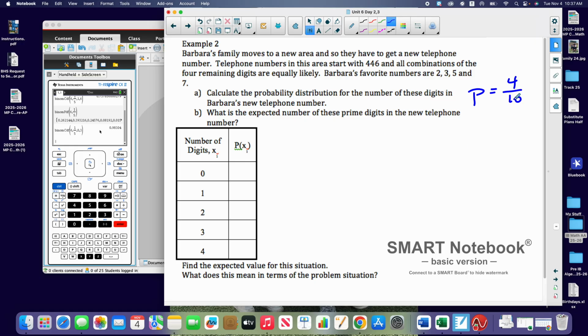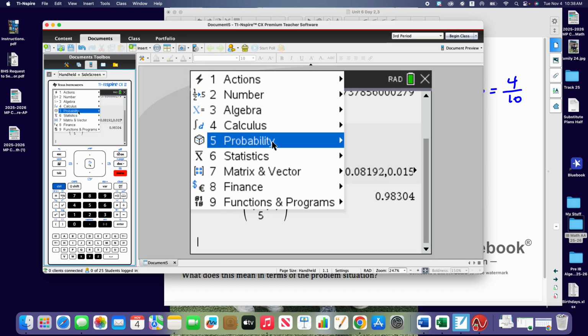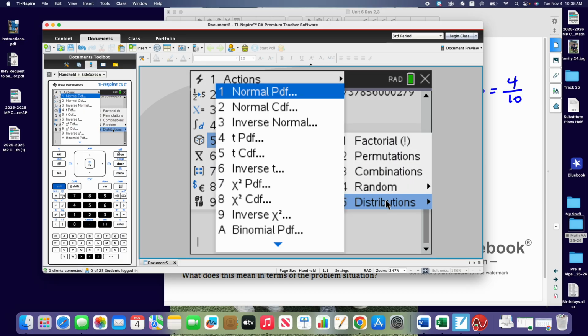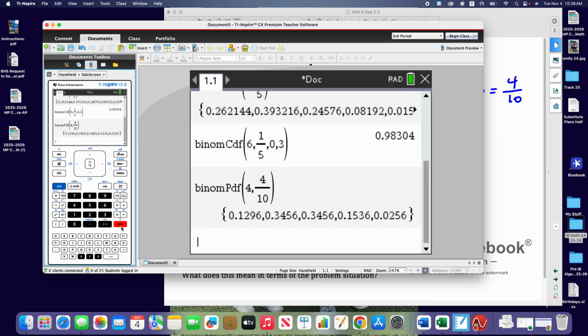I'm going to use my calculator to build this probability table. So I'm going to do what I just showed you in the calculator. I'm going to go menu, probability distributions, and use binomial again. How many trials do I have? 4. There's 4 numbers that I'm choosing. The probability of success is 4 out of 10. And I'm going to leave that optional again. I'm not going to put anything there. So I'm going to hit OK.